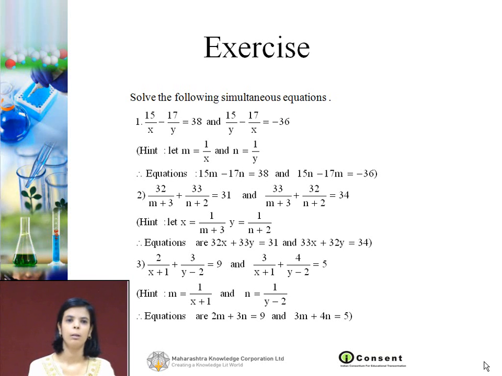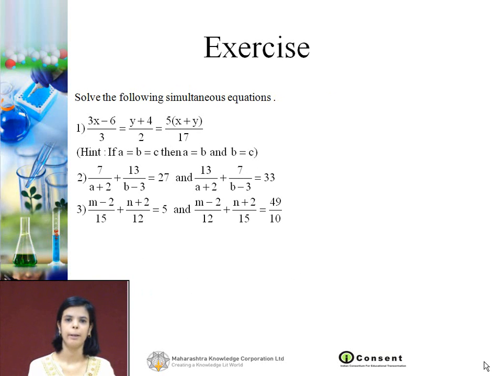Next one, 32 upon m plus 3 plus 33 upon n plus 2 is equal to 31 and 33 upon m plus 3 plus 32 upon n plus 2 is equal to 34. Here are some hints given. Next one, 2 upon x plus 1 plus 3 upon y minus 2 is equal to 9 and 3 upon x plus 1 plus 4 upon y minus 2 is equal to 5. For this example also hints are given.